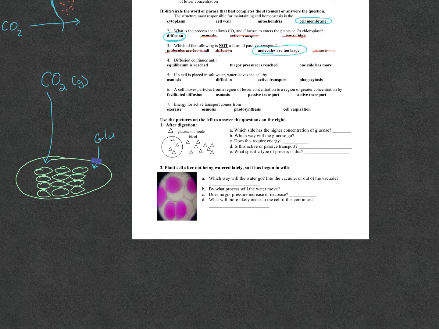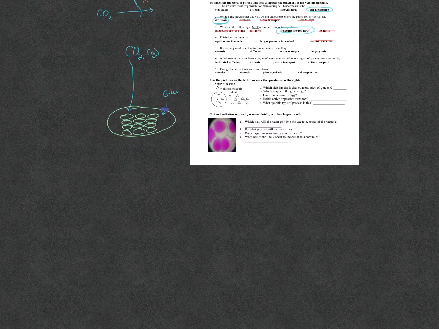Diffusion continues until equilibrium is reached, turgor pressure is reached, one side has more. Well, there's certainly not one side has more, because as soon as one side has more, then it's going to go in the opposite direction. If it's diffusion, which means it can pass the membrane easily. If it's turgor pressure, that has to do with the pressure. Remember, I just want to remind you what turgor pressure is.